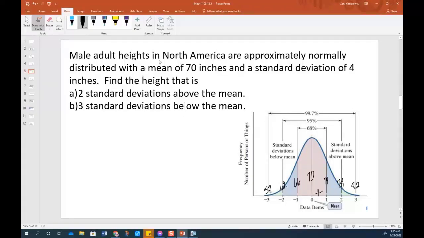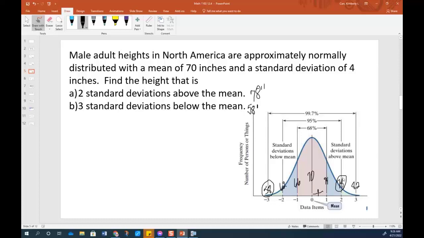And what happens is when it says find the height that is 2 standard deviations above the mean, now that I've labeled them, I can just go over 1, 2. And the answer to that one is 78 inches. 3 standard deviations below the mean, that's this answer. So it's 58 inches.